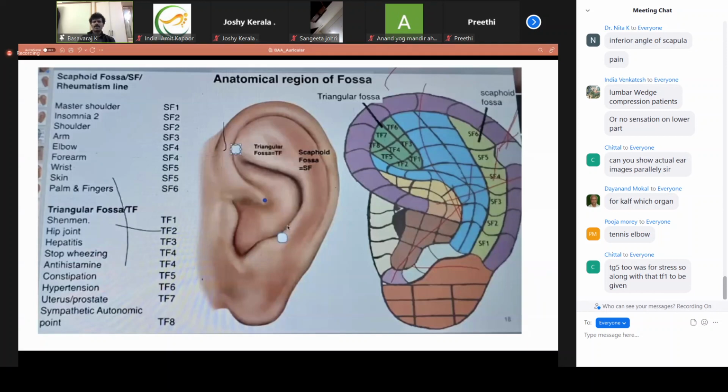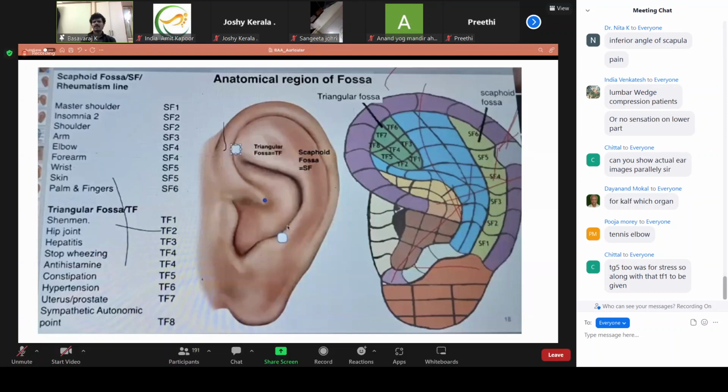For those who are suffering with wheezing, you can check the middle of the triangular fossa. Definitely they are feeling some sensitive pain. Just activate with the seed and you can see the grip changes. And TF5 and TF4 are also used as antihistamine points. We use antihistamine drugs to relieve allergies. So any dust allergy or any wheezing, all those things you can treat with this TF4.